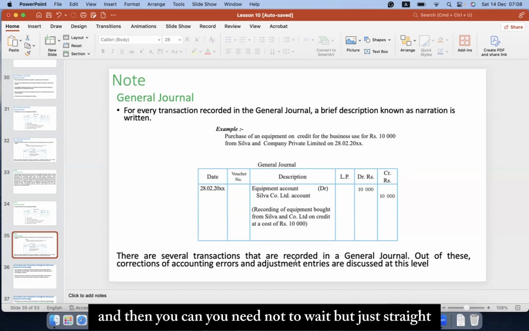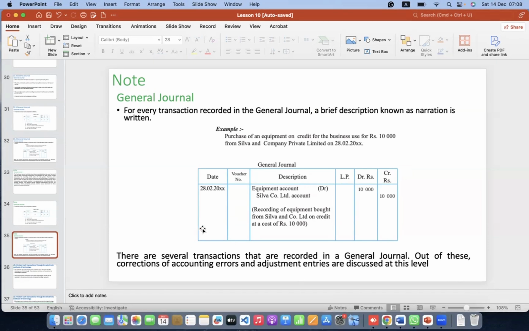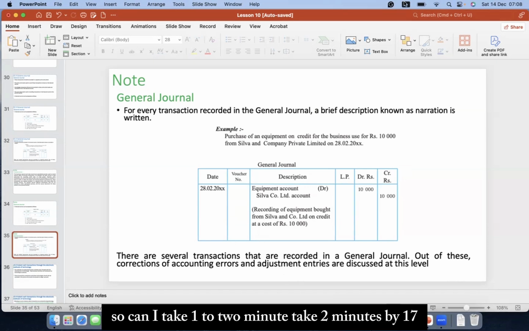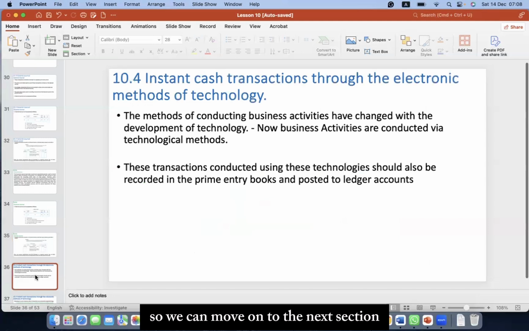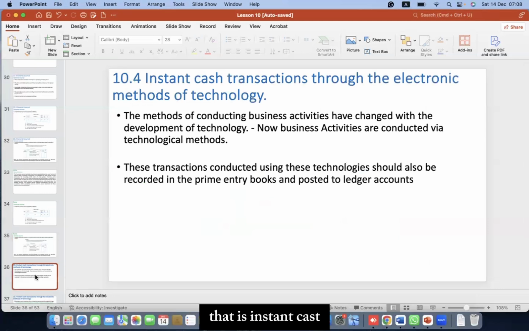And then you need not write it out, but just write. So you can take 1 to 2 minutes. Take 2 minutes. By 7:10, please complete this. So we can move on to the next section, that is instant cash transactions through electronic methods of technology.